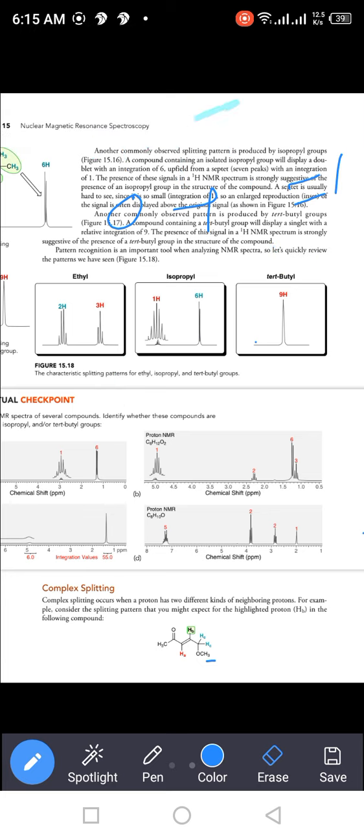So these three fragments or components in hydrocarbon, ethyl, isopropyl and tertiary butyl, are very important. When such patterns are observed, then we definitely have a clue about the ethyl, isopropyl and tertiary butyl group.